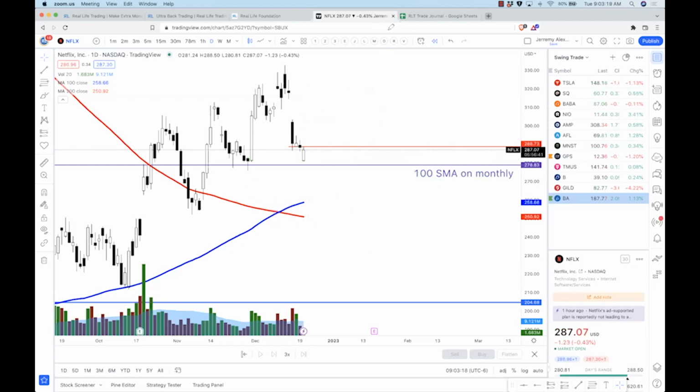But if I'm going to short Netflix on a swing trade, I would be waiting for a close below this candle and below this candle.